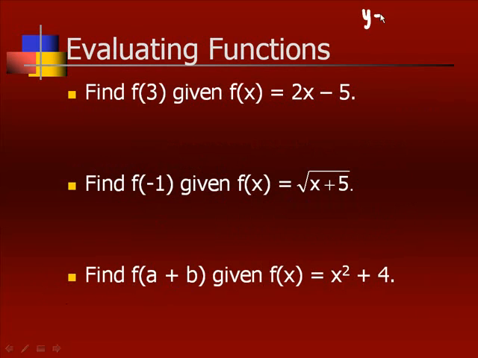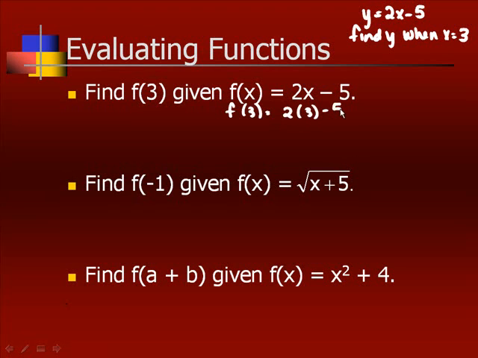So this is the equivalence of saying y equals 2x minus 5. Find y when x is 3. You take the 3 and plug it in. Function notation says, hey, f of x is 2x minus 5. f of 3 means go into your f formula. Everywhere you had an x, plug in 3. So f of 3 equals 2 times 3 minus 5. f of 3 is equal to 6 minus 5. f of 3 is equal to 1.